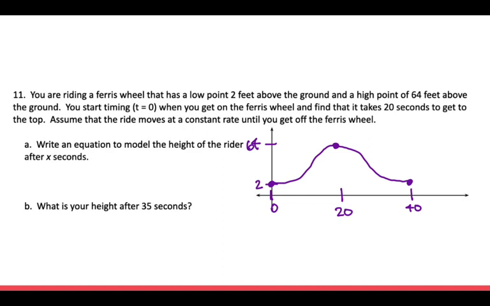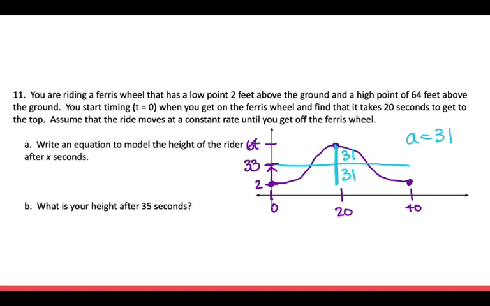Okay, I'm going to go ahead and find my midline. So the distance between 64 and 2 is 62. So this entire distance is 62. So if I cut that in half, that makes this 31. And this also 31, which makes my amplitude 31. And then to figure out exactly where my midline is, I can take 2 plus 31, which is 33.